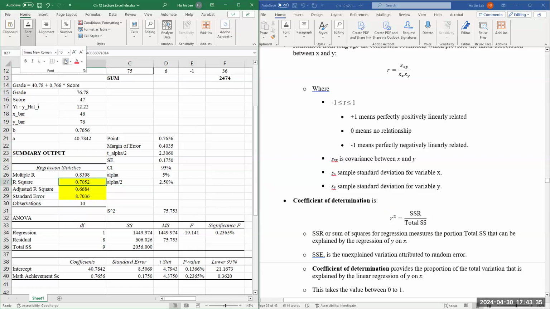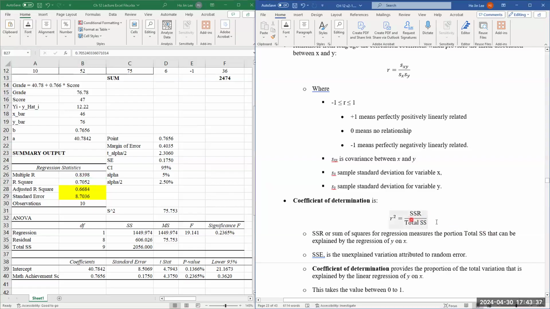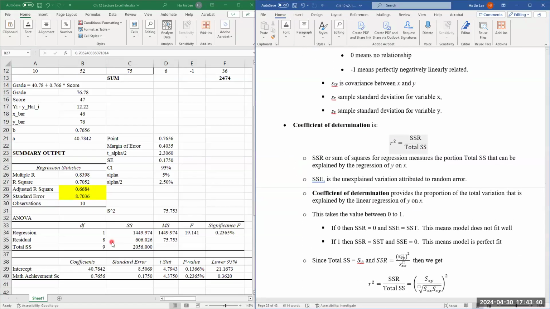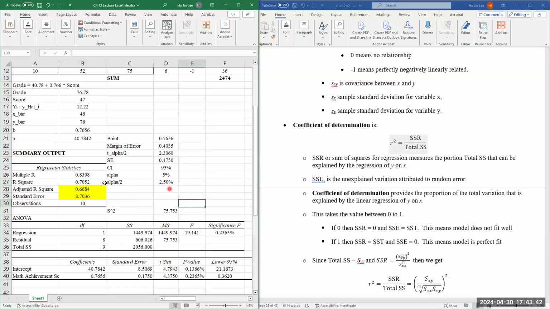But they're saying, look, there's another way of calculating it: SSR divided by total SS. Let's just calculate R squared. This is SSR right there, divided by total SS right there. And again, that's the same number as this. That's just R squared. Okay? So there's two ways of calculating: just square the multiple R, or divide SSR by total SS. That's what this is.